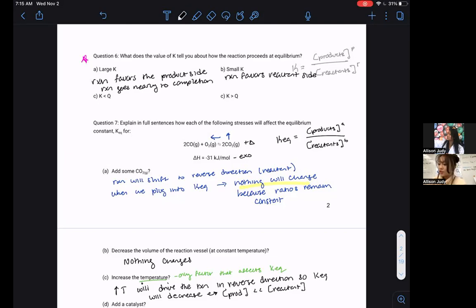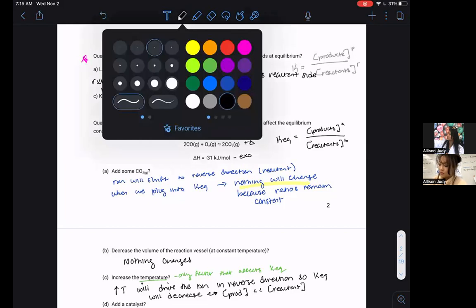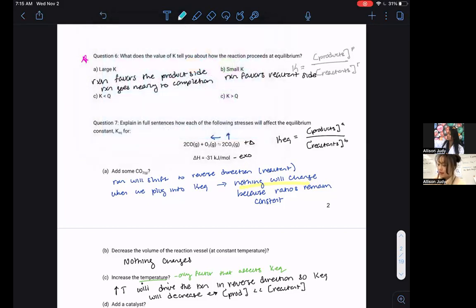What about Q? Q is very similar to K. The only difference is that Q is the ratio of the products raised to their respective coefficients divided by the reactants raised to their respective coefficients at not equilibrium. This is technically at any point or state of the reaction, whether you're in equilibrium, out of equilibrium, past, before, all of that. Q is just, where are we at? When Q equals K, that tells you that we're at equilibrium.